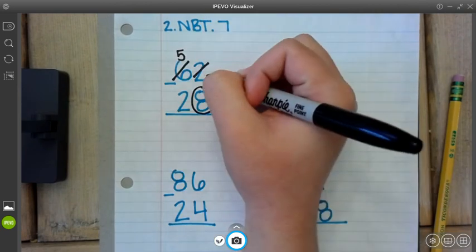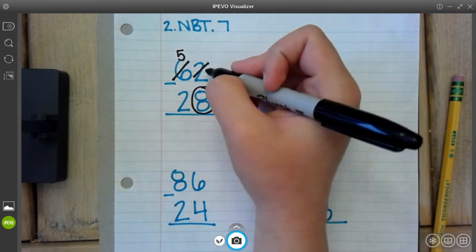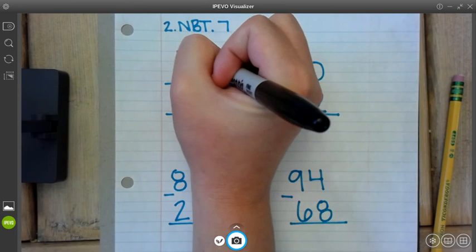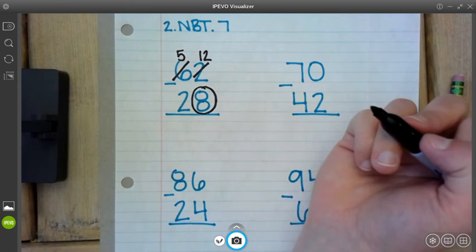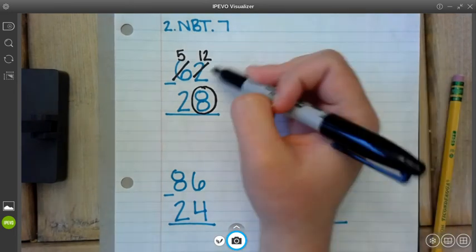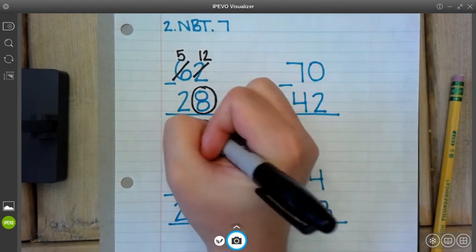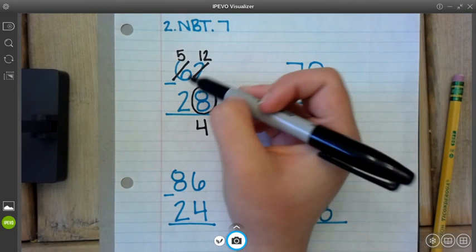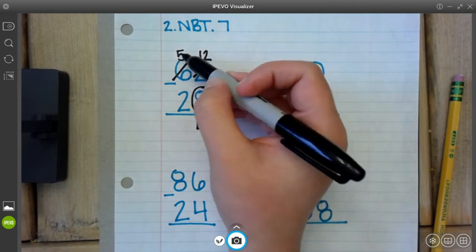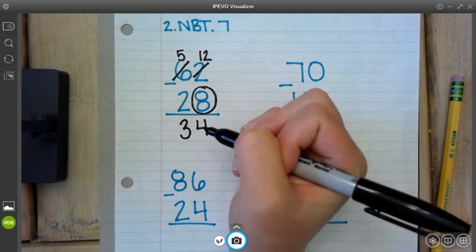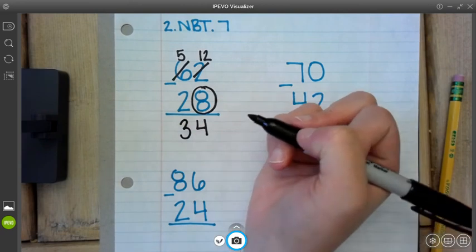And in the ones place, they're going to add the 10. There's already a 2 there, so they're adding 10 more to it. And so that becomes 12. And now they are ready to subtract. So in the ones place, we're going to take away 12, take away 8, and that equals 4. And then we move to our tens place. We have 5 take away 2, which equals 3. So our answer is 34.